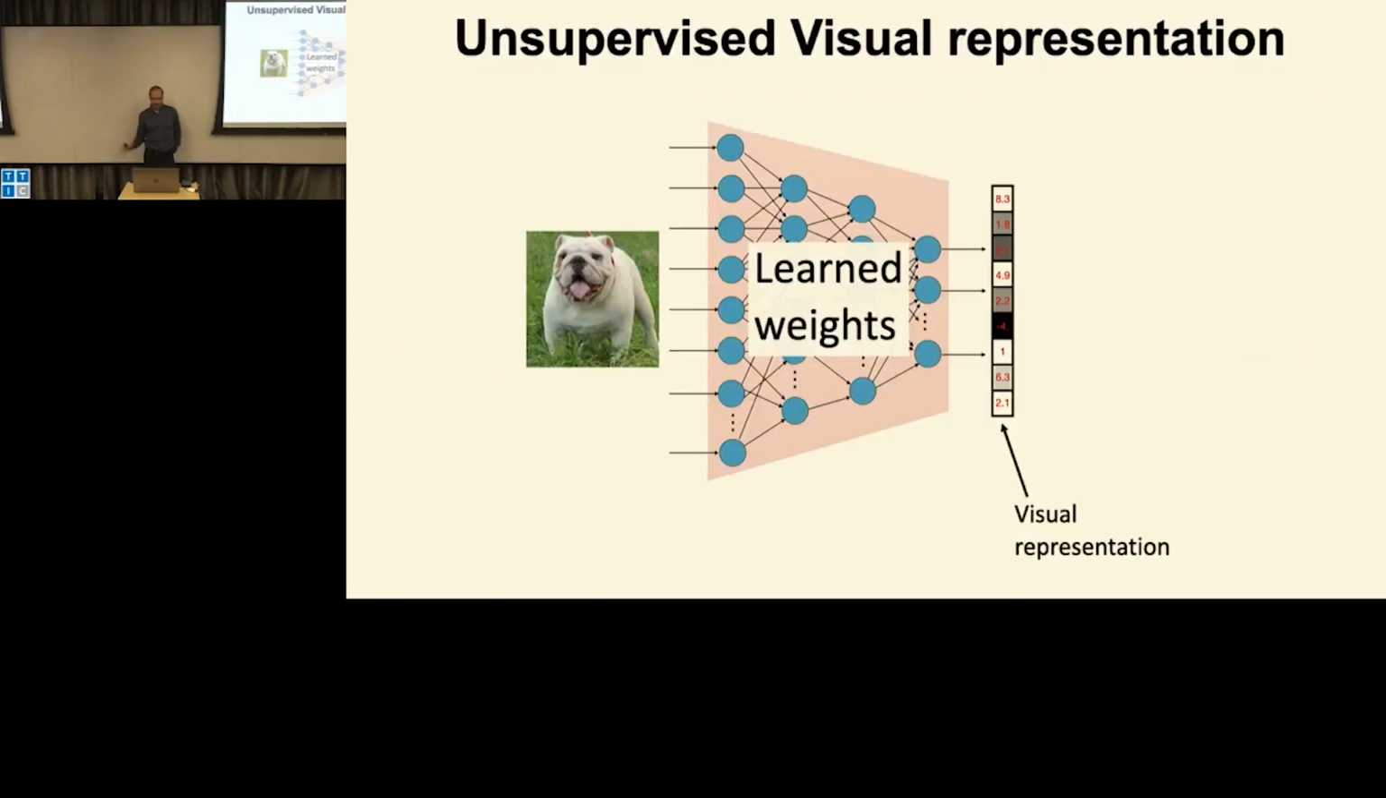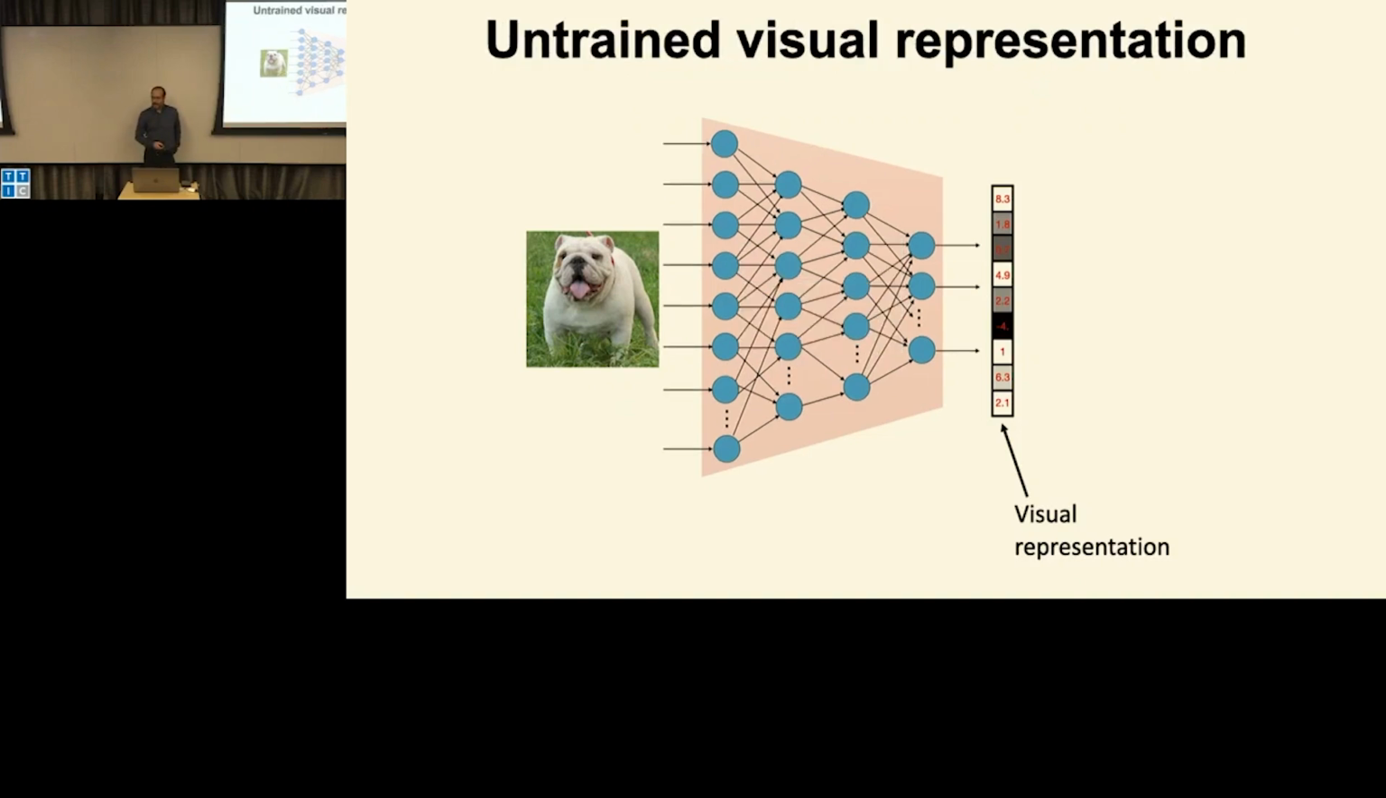The name of the game is that you have a big neural network, and you're going to have some weights that you will have to learn, and that will give you some visual representation that you can use for all kinds of things. Well, what happens if you don't have any data to train this neural network? What do you put there? So, there is one simple trick that you can do. Just put random weights. Why not? That would be one way of building your neural network. You can initialize the neural network, and that's it. You don't have data to train it, so that's all you have.